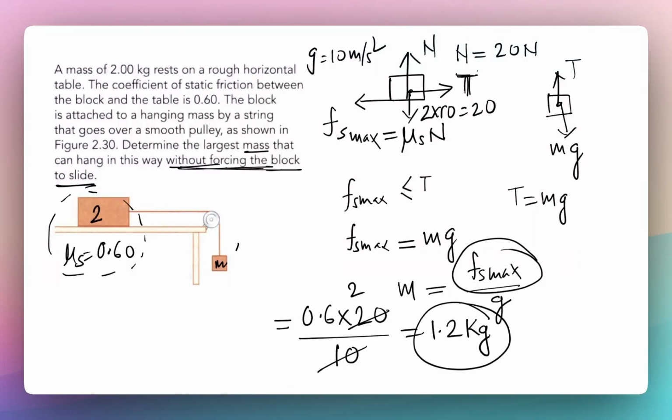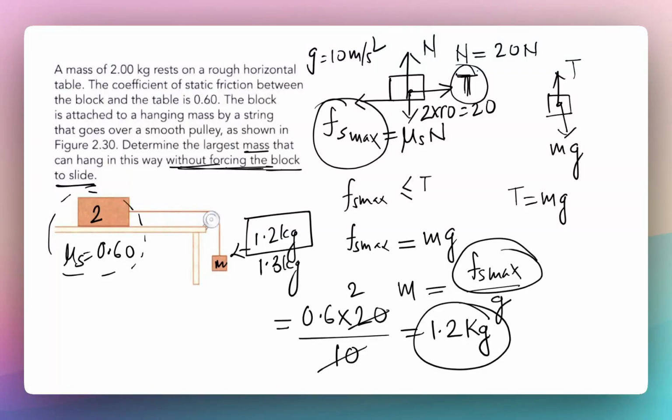So if we have a mass which is up to 1.2 kilogram, there will not be any sliding. If we have anything more than that, we will be producing more tension than the static friction force can support, and the box will start to slide. So our correct answer is 1.2 kilograms.